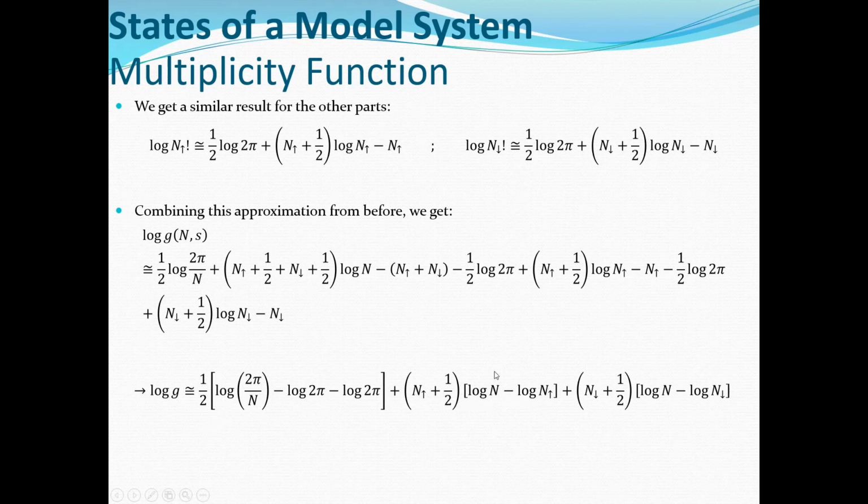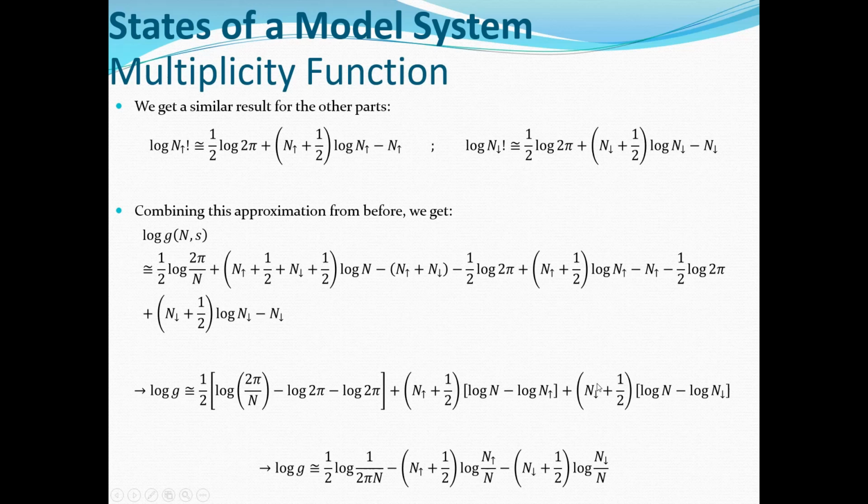Then I can also combine all the N ups together. So we have the N up plus a half here, we have the N up plus a half over here, gets brought over here. All the N downs get brought together as well, and we end up getting this.